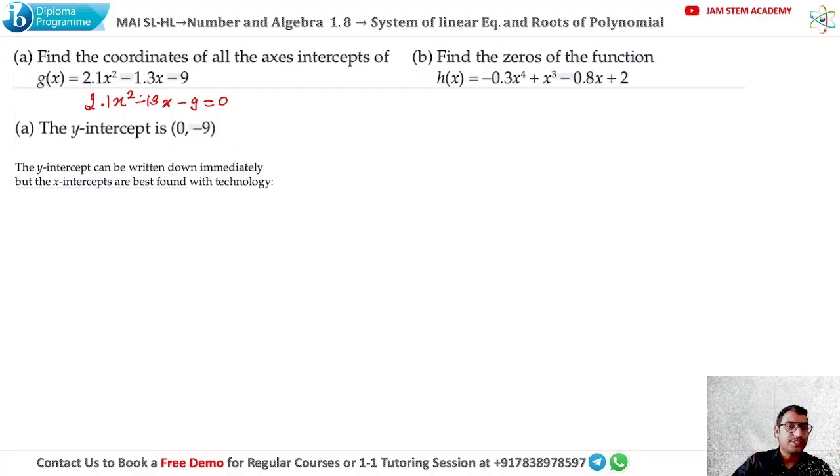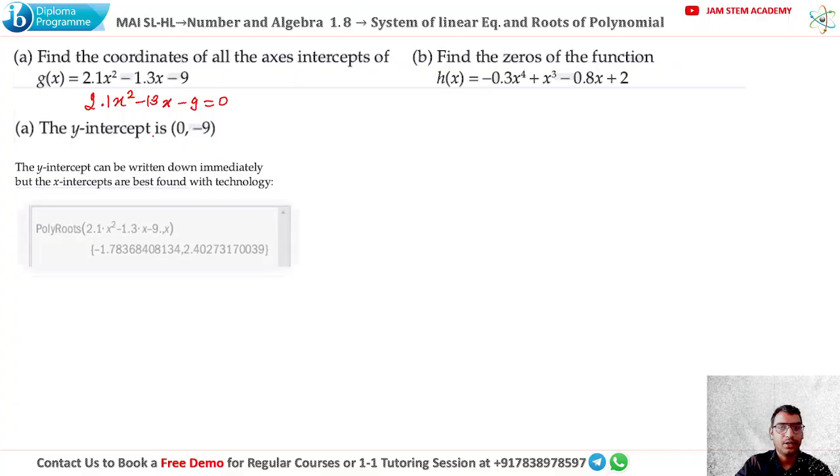Now enter the coefficients. Coefficient of x squared, which is 2.1, coefficient of x, which is negative 1.3, constant term, which is a naught, in this case coming out as negative 9. So when you put all these values, hit enter, automatically you will get two values in this case. That will depend. If it's a cubic, you will get three values. If it's a degree 4, you'll get four values and so on.